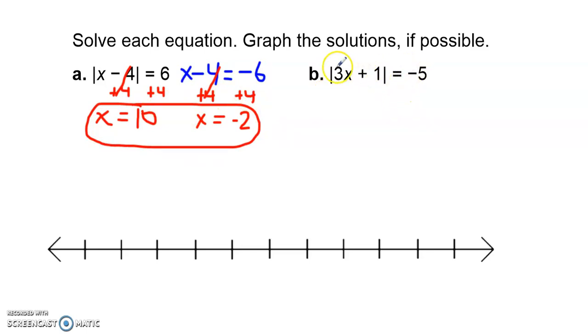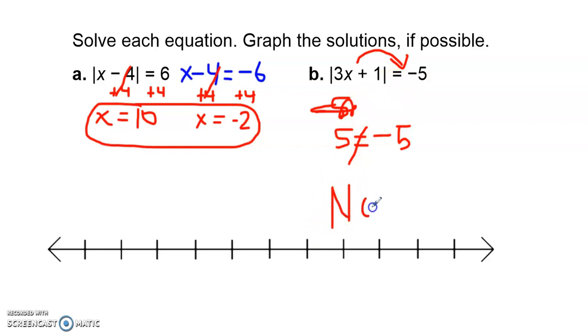Okay, over here, remember whatever we put in here is going to pop out positive, which means that for this one there's no solution, because if the answer were to pop out as 5 in here, that would come out as +5, or even if it were -5 in here, it would pop out positive. So we're saying that 5 cannot equal -5. So there is no solution.